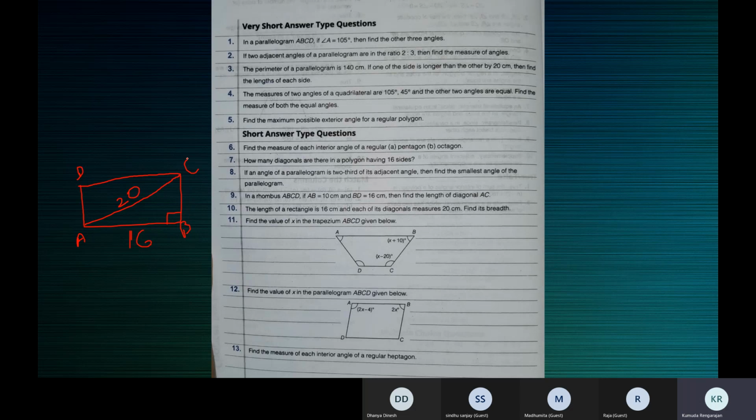So in right triangle ABC, by Pythagoras theorem, we have AB square plus BC square is equal to what? AC square, ma'am. Yes, AB square plus BC square is equal to AC square. This is the result by Pythagoras theorem.